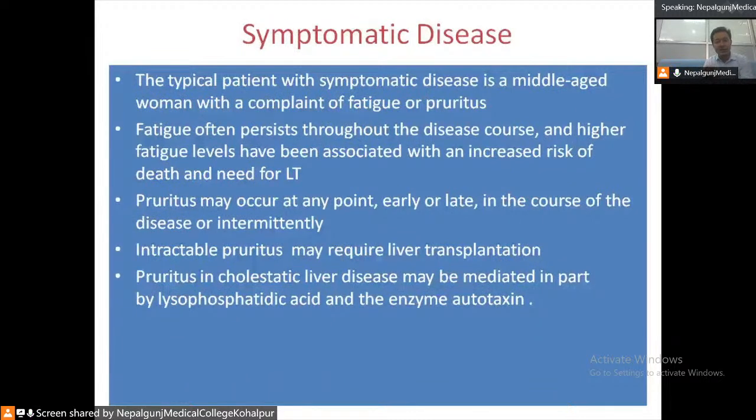So the typical symptomatic patient is a middle-aged woman with complaints of fatigue and pruritus. The most common is fatigue.